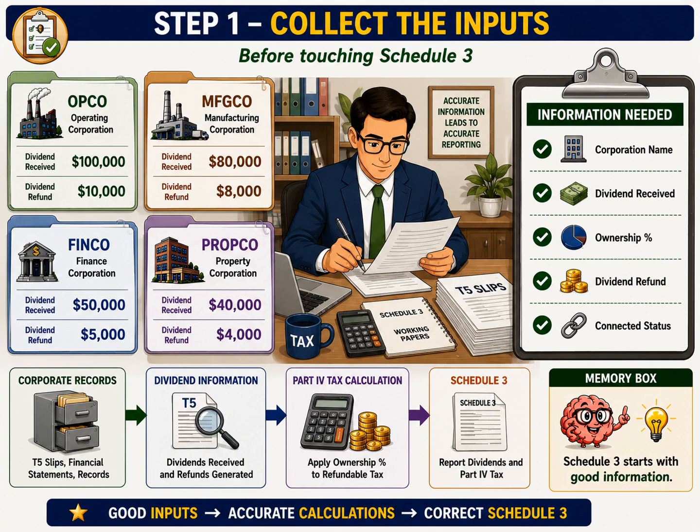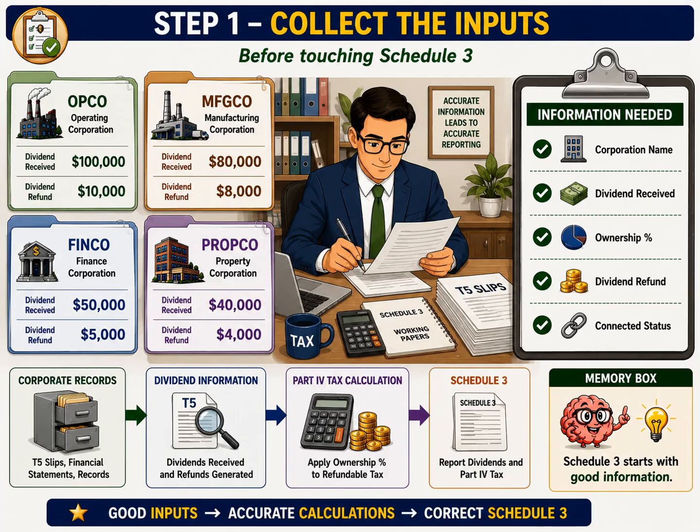In this example, Holdco has received dividends from multiple connected corporations. We have dividend information from OpCo, MEFGeco, FinCo, and PropCo. For each corporation, we need two key pieces of information. First, the amount of dividends received, and second, the dividend refund generated by that corporation.